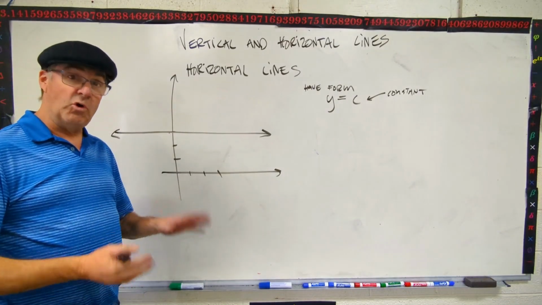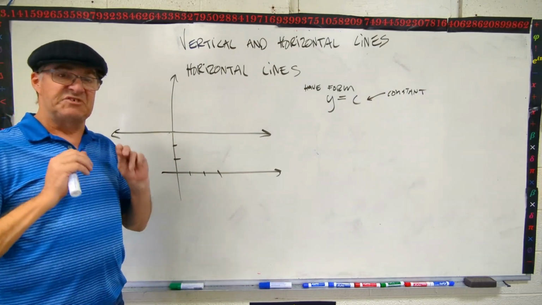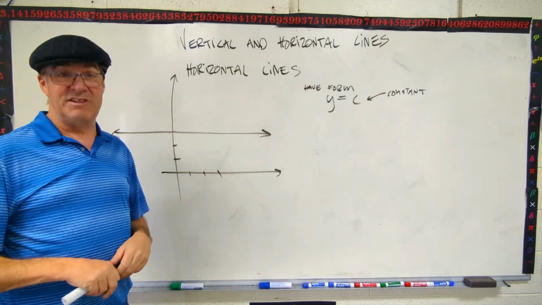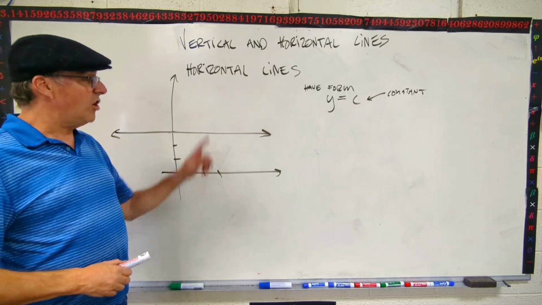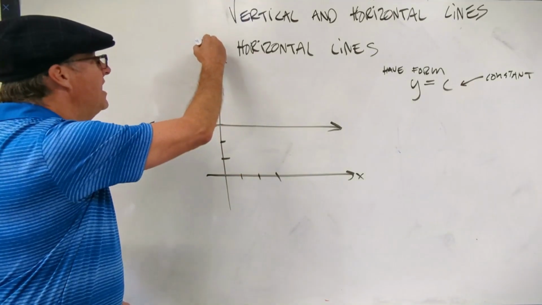Today's lesson covers horizontal and vertical lines. These are special lines that have simpler equations. Once you get it, they're actually easier lines to deal with. So let's take a look at a horizontal line first. Here's my graph with my x and my y axis.